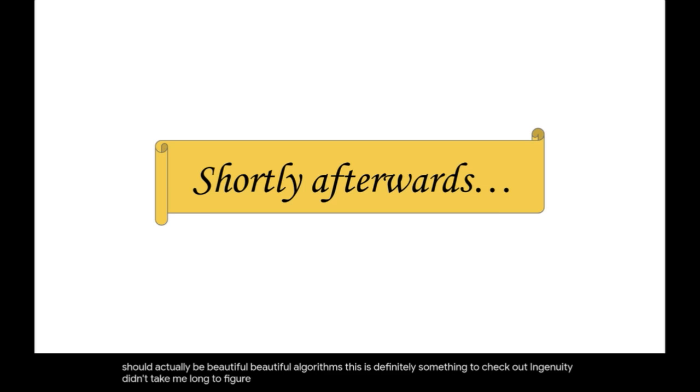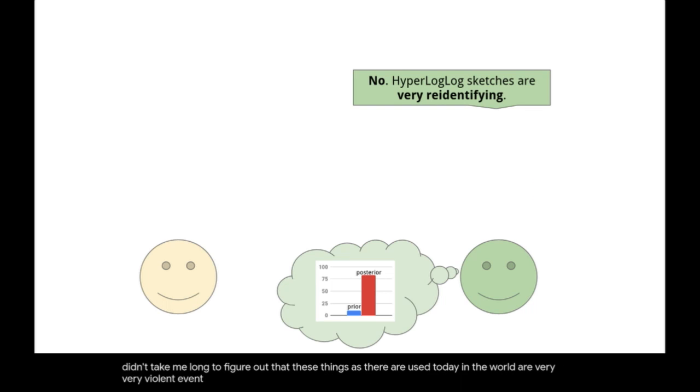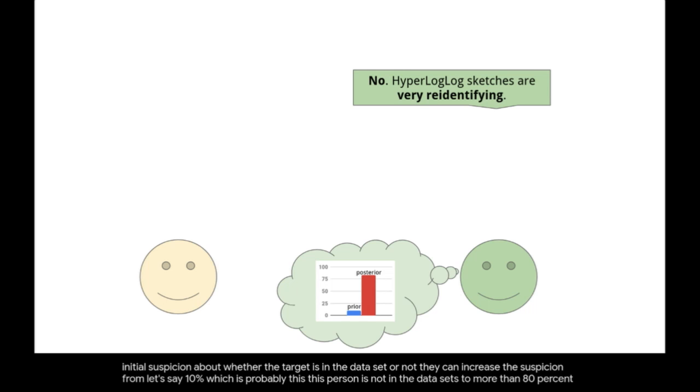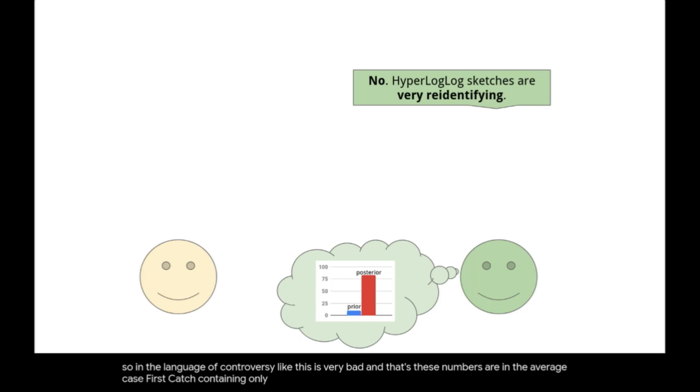It didn't take long to figure out that these things, as they are used today in the wild, are very, very identifying. With commonly used parameters, assuming a Bayesian attacker that has an initial suspicion about whether their target is in the data set or not, they can increase their suspicion from, let's say, 10%, which is probably this person is not in the data set, to more than 80%. So in the language of differential privacy, this is very bad. And these numbers are in the average case for a sketch containing only 1,000 users. So it can be much, much worse if you're one of the unlucky users in there.